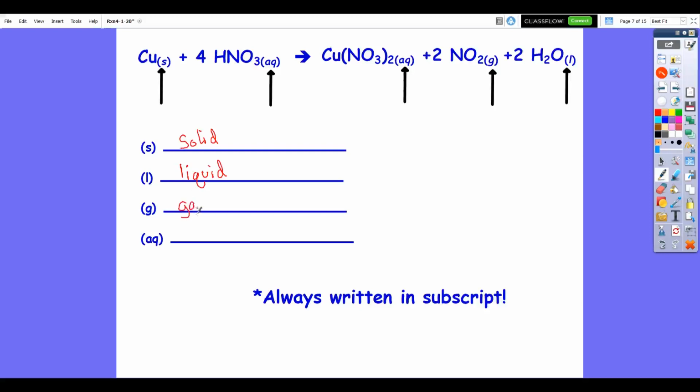G means gas. And AQ should be still fresh in everyone's mind. Just means aqueous. And if you've forgotten what that means, dissolved. And it's almost always dissolved in water. The further you go into chemistry, more and more complex stuff, you might start dissolving things in stuff that isn't water. But as long as you're in honors chemistry, we're going to keep it simple. We're going to keep it dissolved in water.